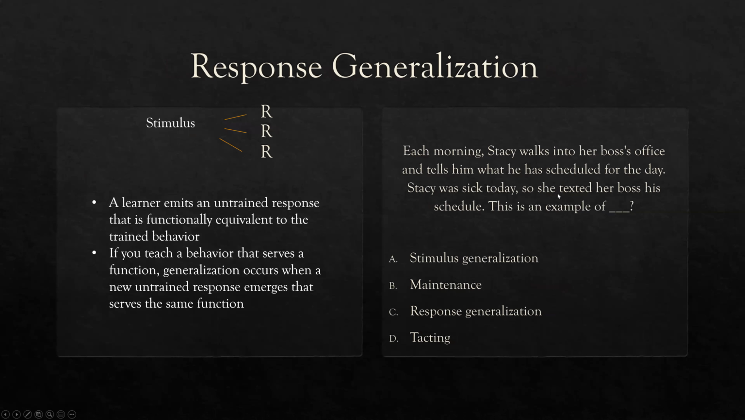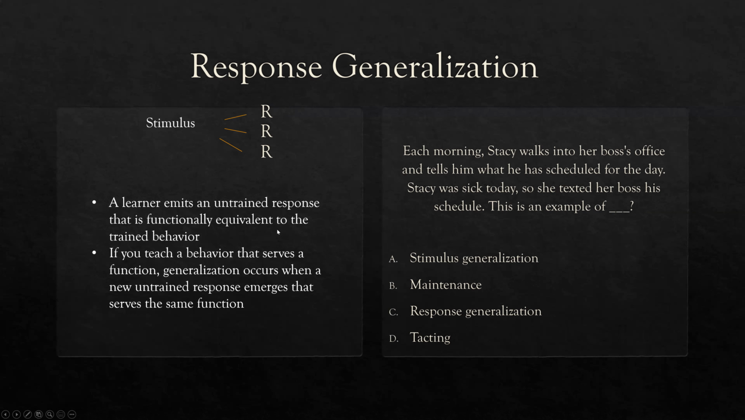All right, response generalization gives people trouble. Let's make it easy. When you're looking at response generalization, think: I have multiple responses occurring in the presence of a single stimulus. In other words, a learner emits an untrained response that is functionally equivalent to a trained behavior. So if you teach a behavior that serves a function, generalization occurs when a new untrained response emerges that serves the same function. All these responses occurring in the presence of this stimulus are different, but they're serving the same function. And that's the general idea.